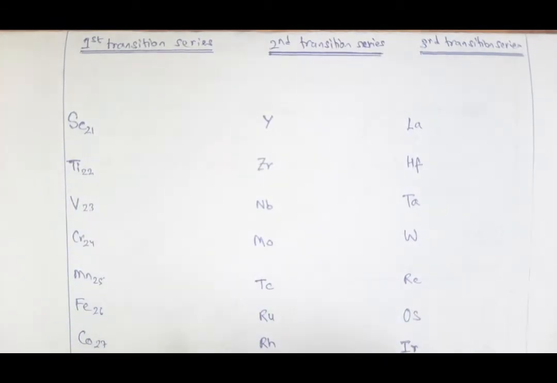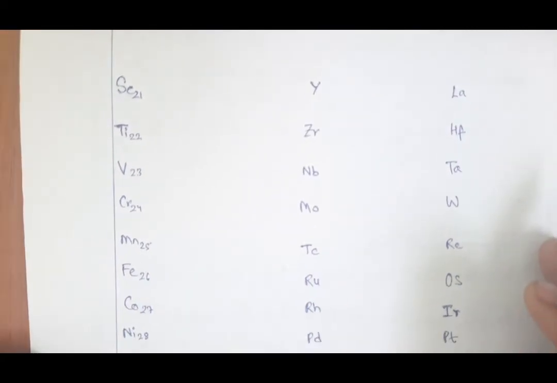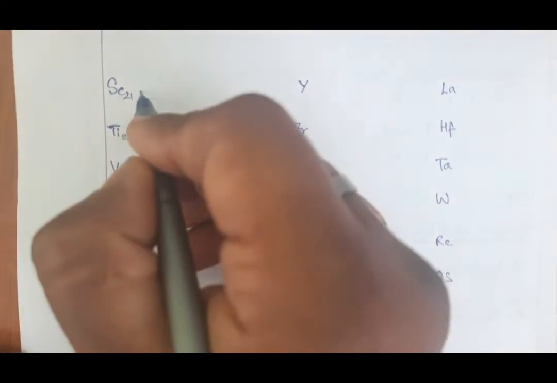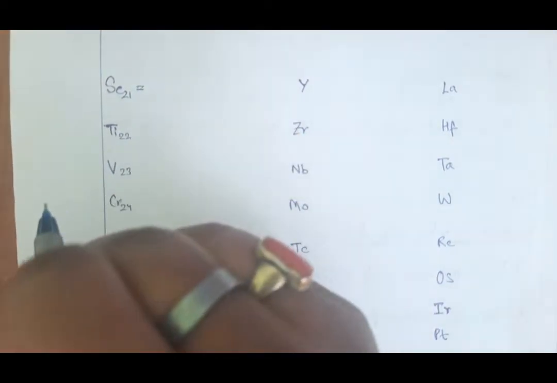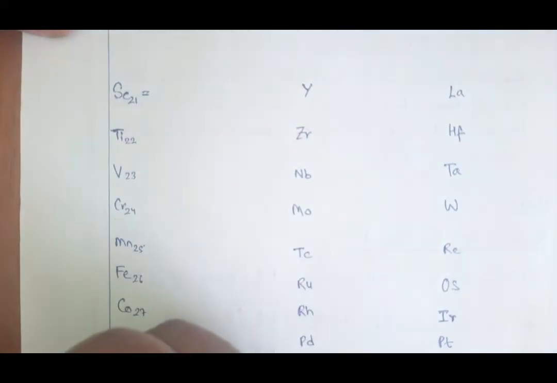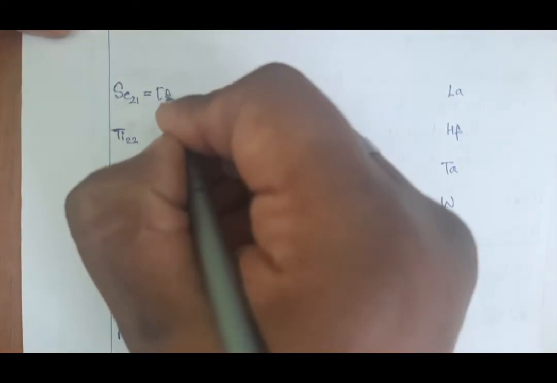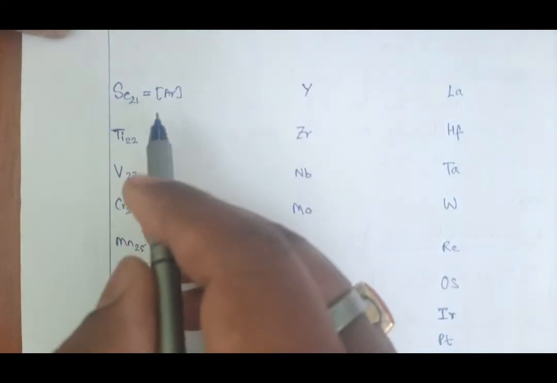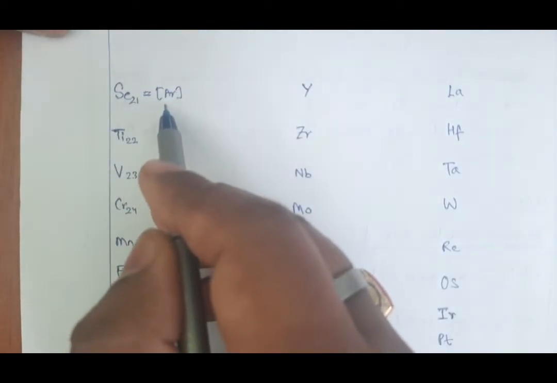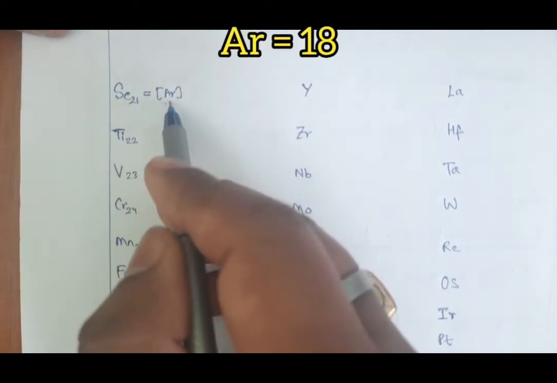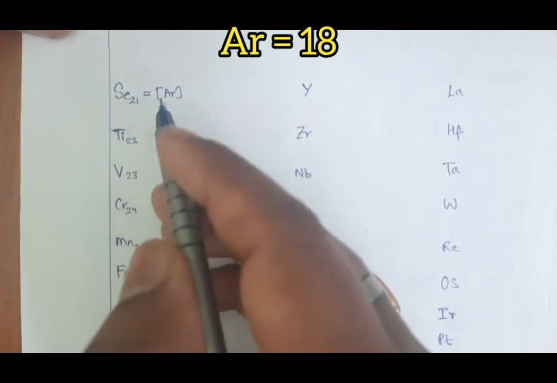Now, with the help of this, we are going to make the configuration, students, of the first transition series, then second, then third. Now, see here how to make it. Do remember, whenever we make configuration out here, we go with noble gas configuration. So first write argon. Argon means 18 is gone.